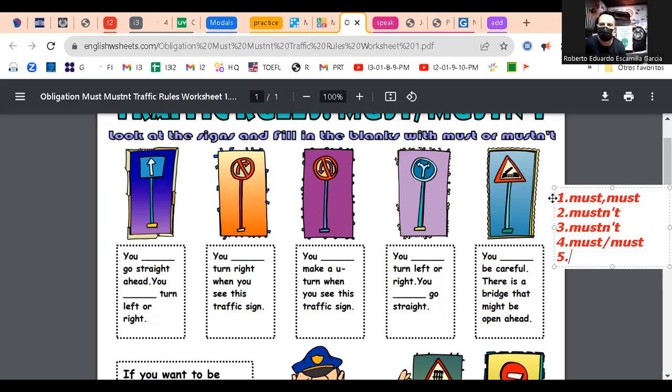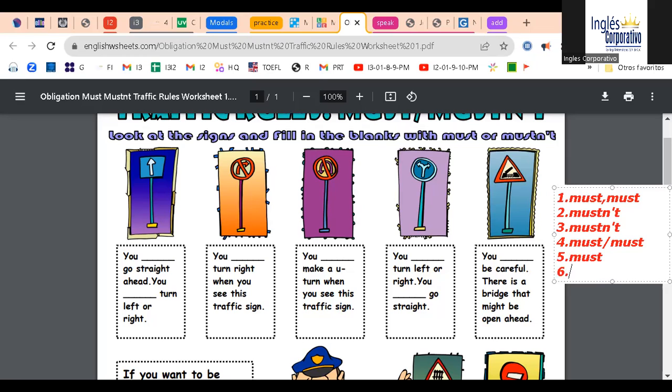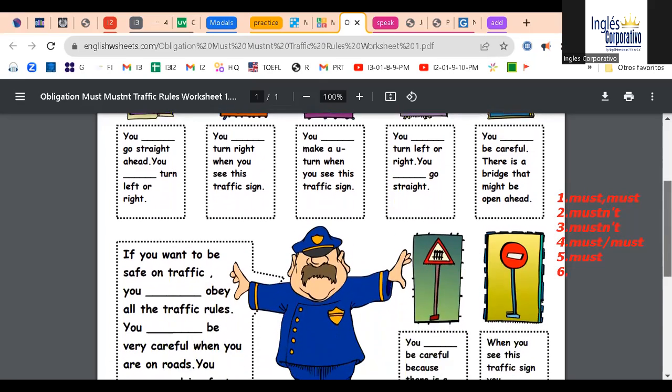You must be careful. There is a bridge that might be open ahead. Okay, bridge. There is a bridge that might be open ahead. Okay, number six. Let's see what do we have for number six. Oh, okay.